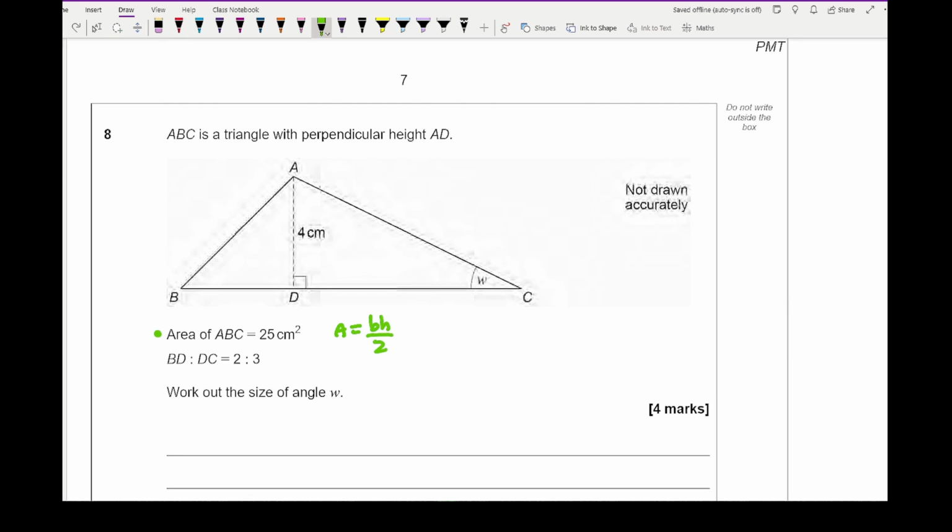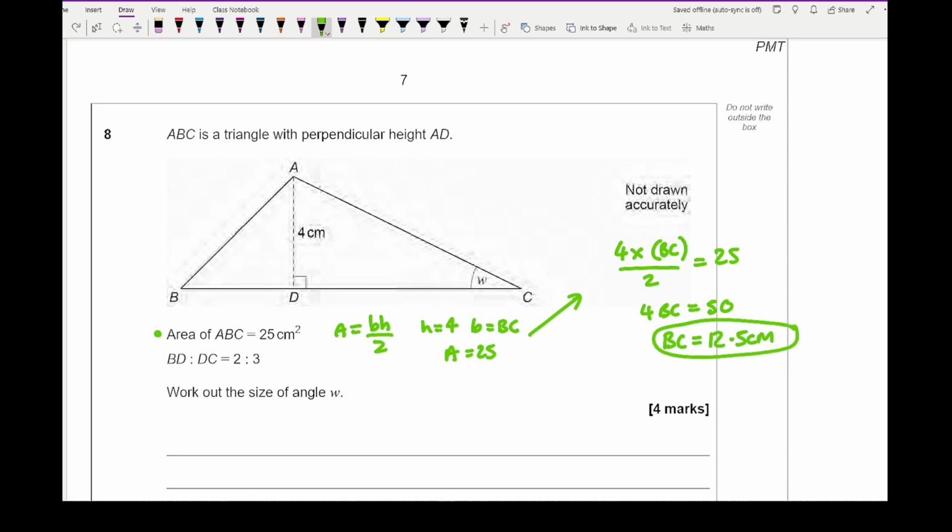So for this, we know that the height is 4, we know that the base is BC, and we know that the area is 25. So using this information, what we've got is 4 times BC divided by 2 is equal to 25. So that means that 4BC is equal to 50. And dividing that by 4, we get BC equals 12.5 centimetres. So let's just put a little bubble around that. So we know that this total distance here is 12.5.